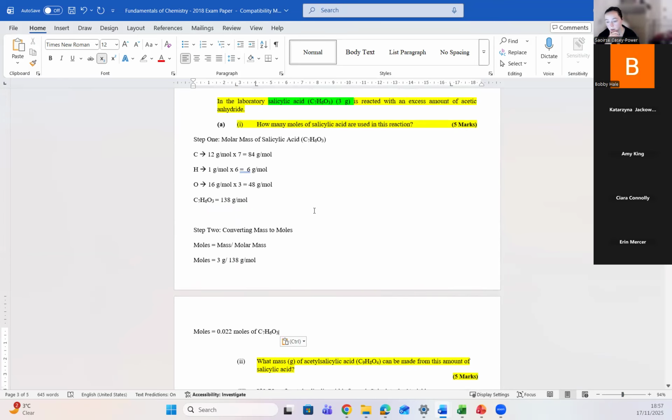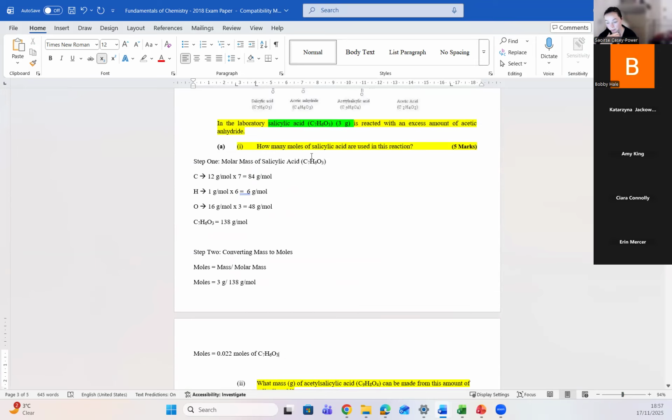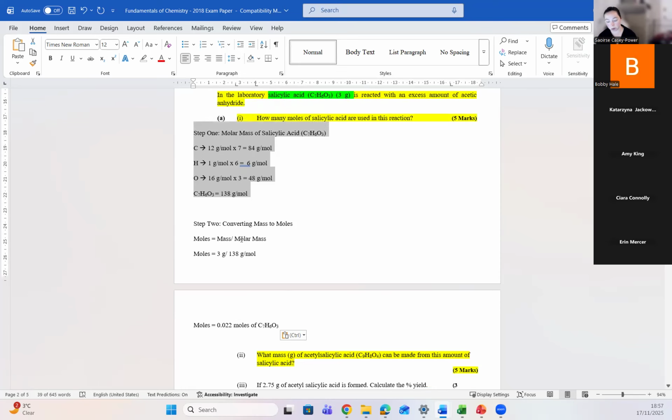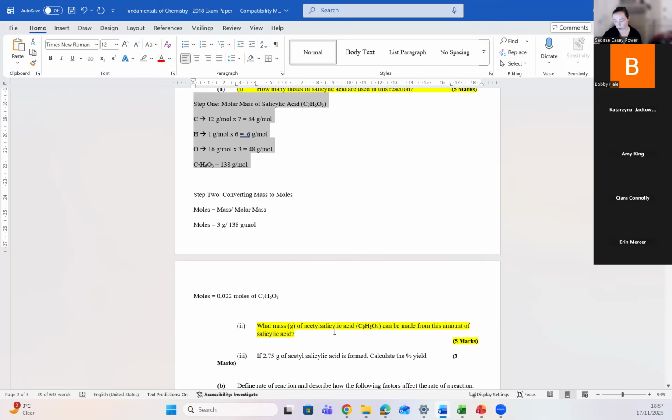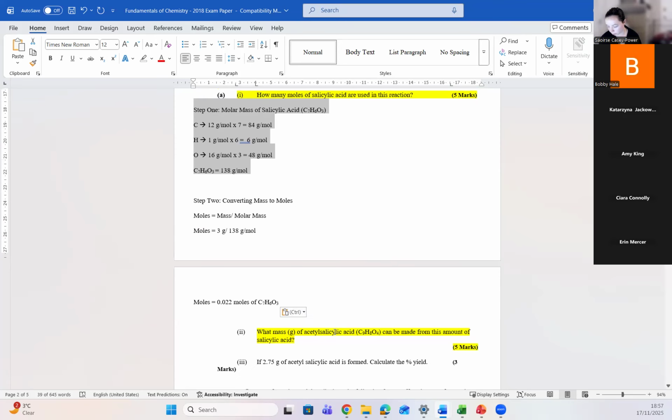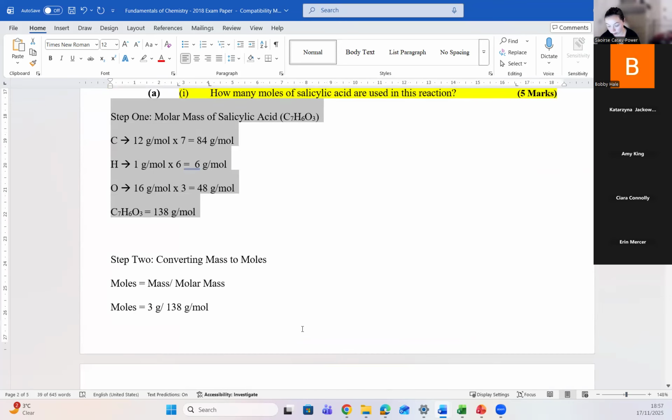All right. So in terms of the marking scheme for our module, you'll see that's worth 5 marks. So even if you got down as far as working out the molar mass for that question, that would give you 2.5 marks. And then step 2 would be your other 2.5 marks. Is that okay, guys? Yeah. Perfect. So I'll finish off then just the end of this question.